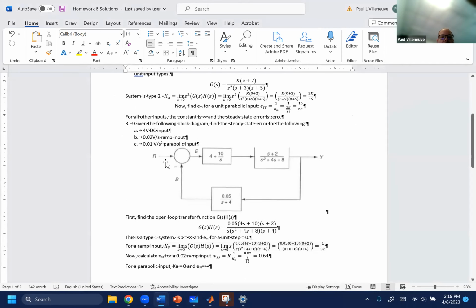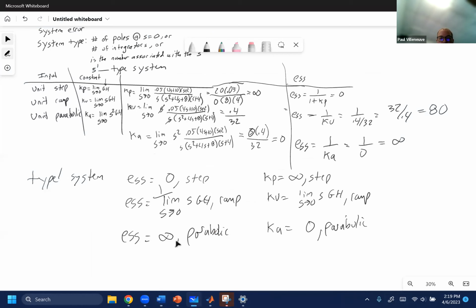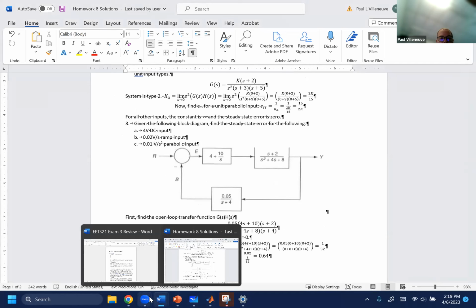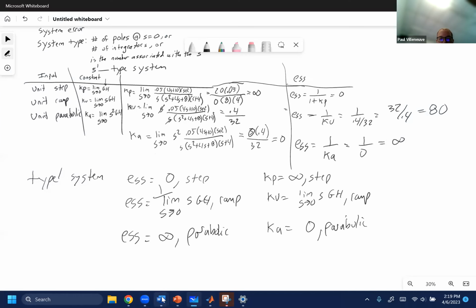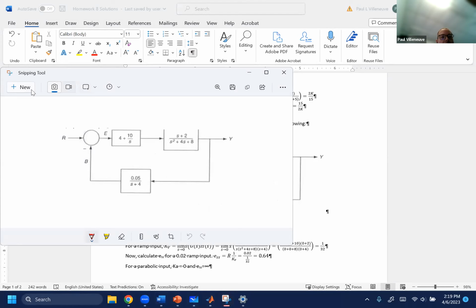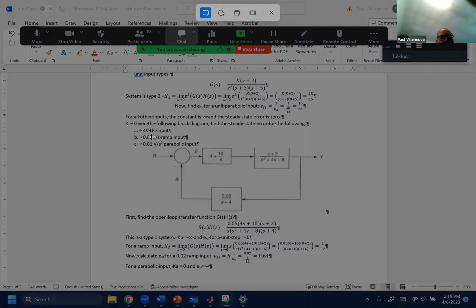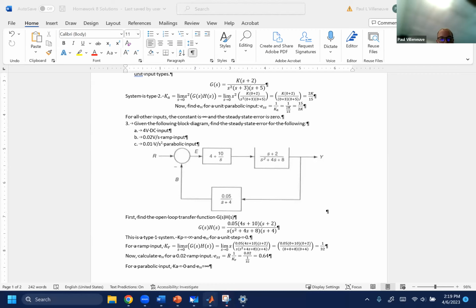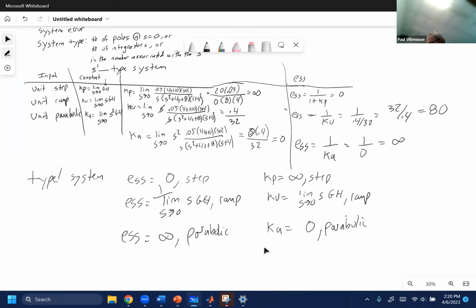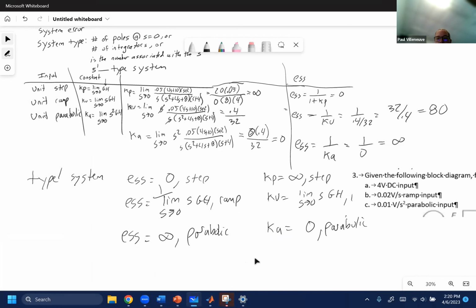So it says, find the steady state error for the following: 4-volt DC input, 2-volt ramp input, point whatever parabolic input. So let me go ahead and copy those over. So I did those generically. Now we'll modify them. Let me grab my snipping tool. Let's paste that over here.